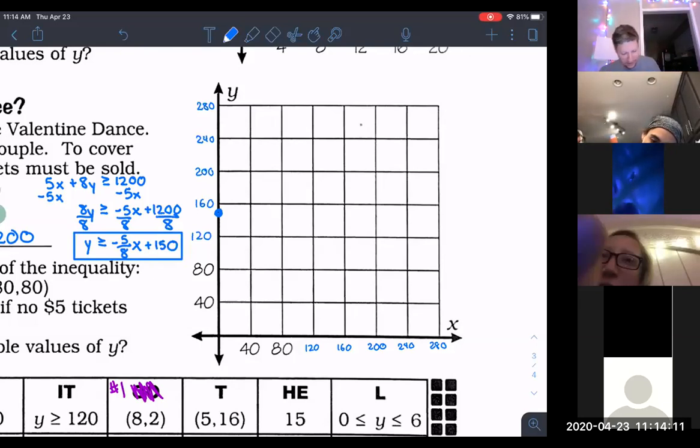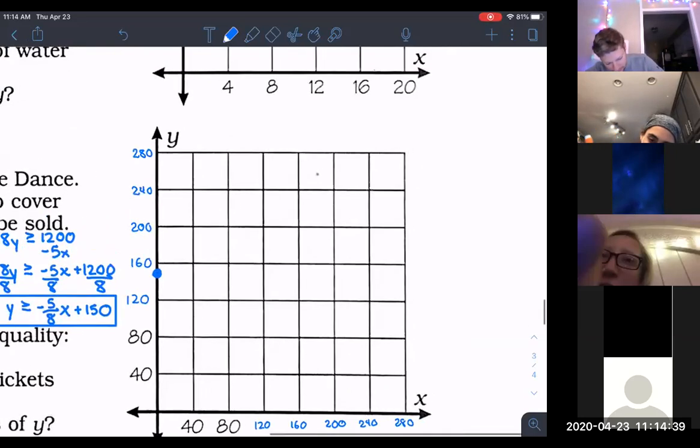Anybody got any suggestions? Yes. Rise over run. Is that it? Rise over run. But if we try and go down 5 and right 8, it's going to be really complicated. Oh yeah. So what's something else we could do? How can we change that slope so that we could go right 40 instead of going right 8? Let's think about that.